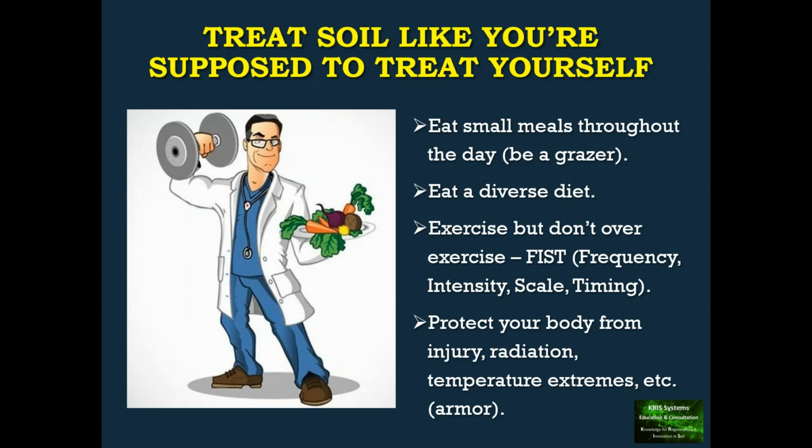Now, the other thing, and this goes to some of the things that are going to be happening with grazing or cover crops and that intensification, is to exercise. If we're going to be healthy organisms, we're supposed to exercise, which doesn't mean that you exercise to injury or stress. It means that you look at the frequency, the intensity, the scale, and the timing of that exercise or those stress events. This is what we want to have in our systems as well.